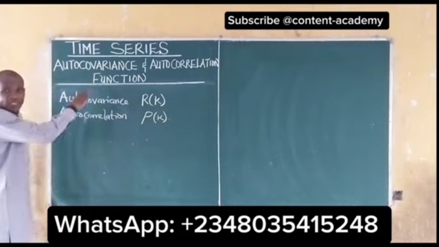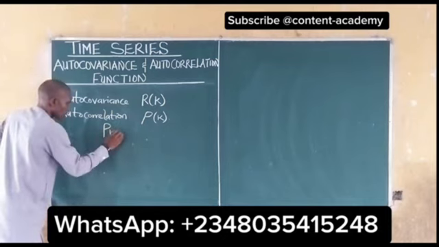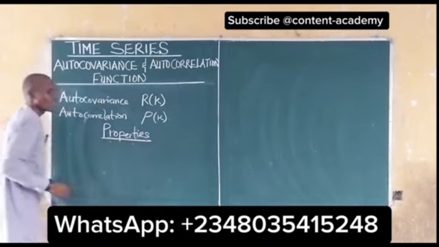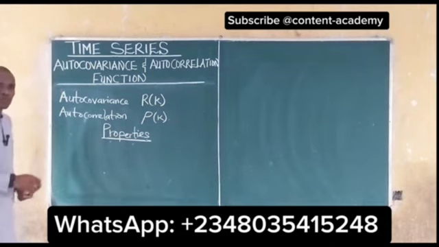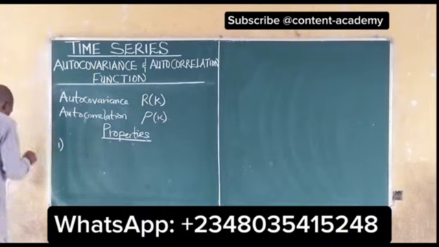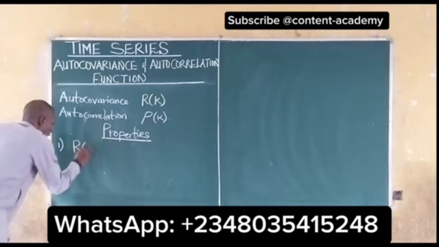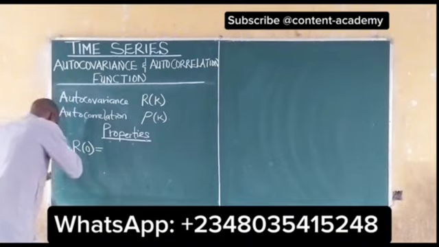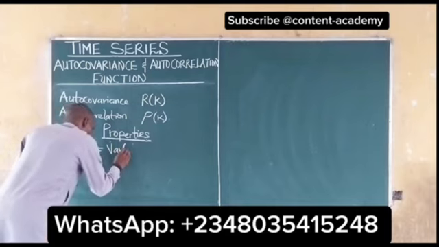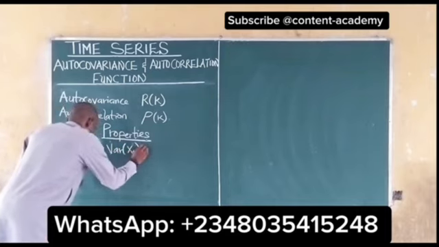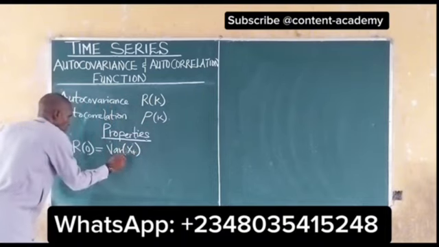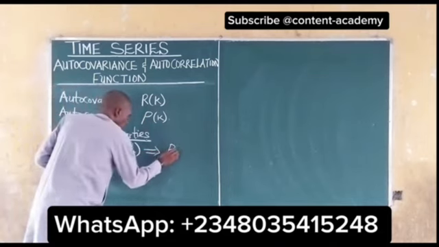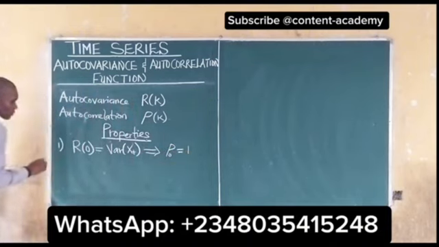Now, for us to analyze this properly, we need to check their properties. We first state their properties. After stating their properties, we still have to prove these properties if they are correct. One, the first property we have is that the autocovariance at lag zero is equal to the variance of our time series, and this implies that our autocorrelation at lag zero is equal to 1. This is the first property.